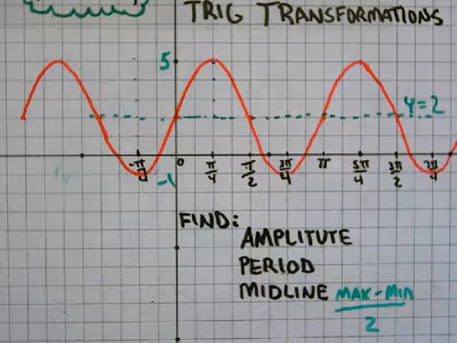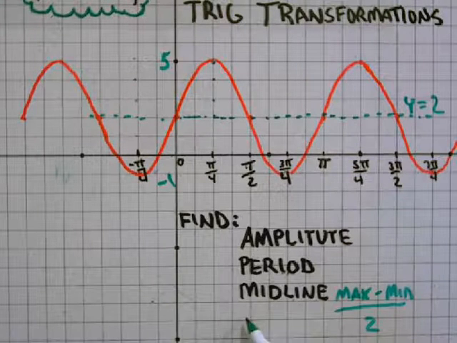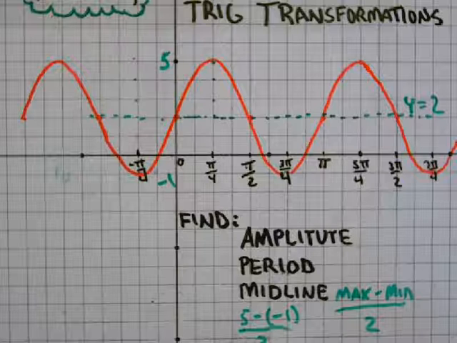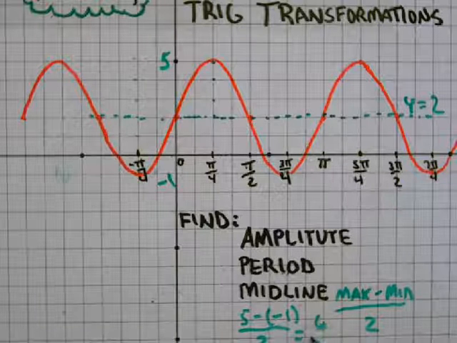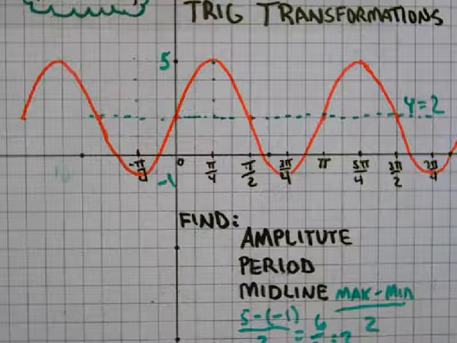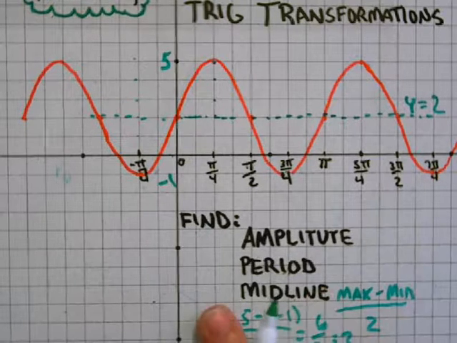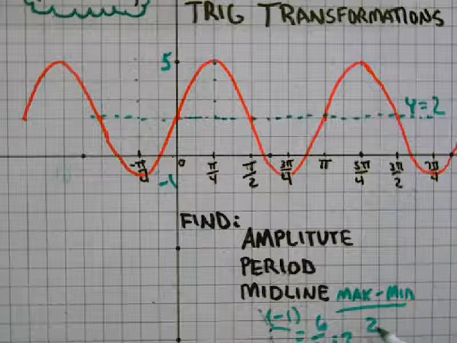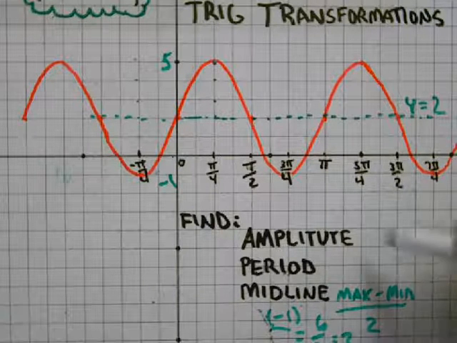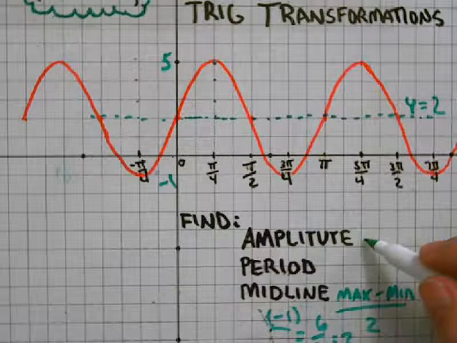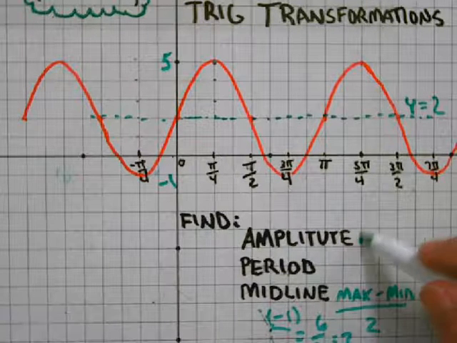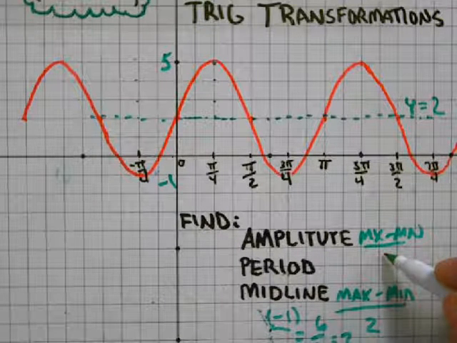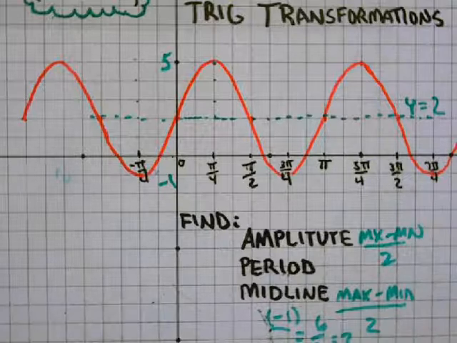So 5 minus the -1, cut in 2. So 6 divided by 2 is 3. Yeah, that'll work. But this is for the amplitude. So max minus min, divided by 2. Okay, so that would give you 3.